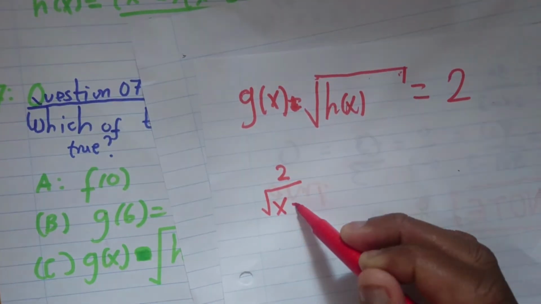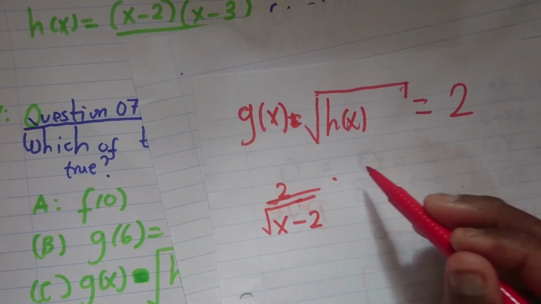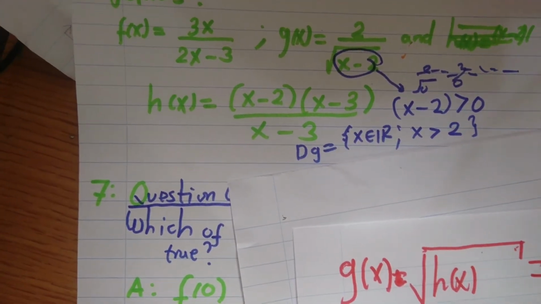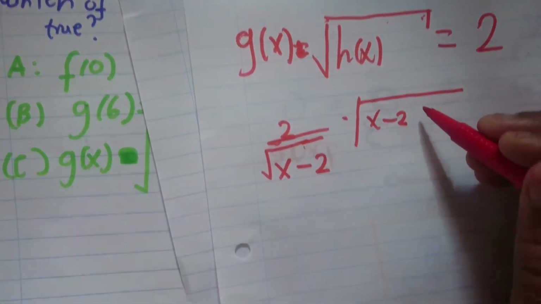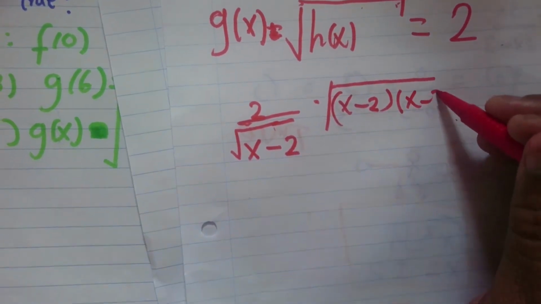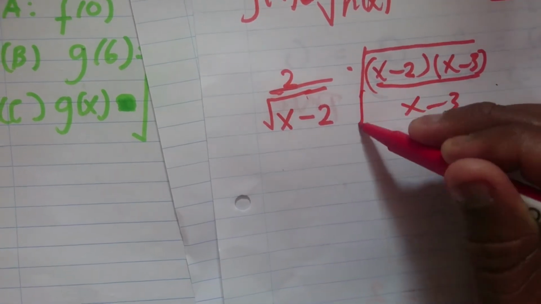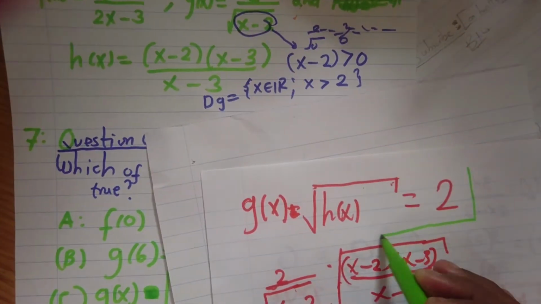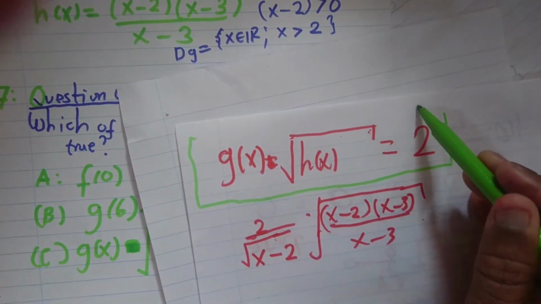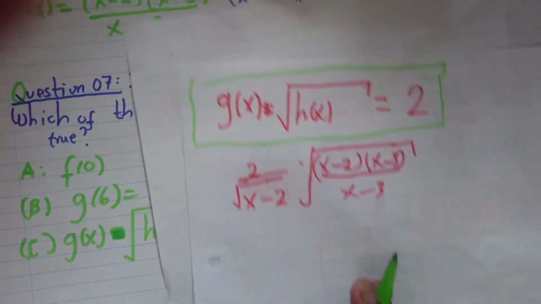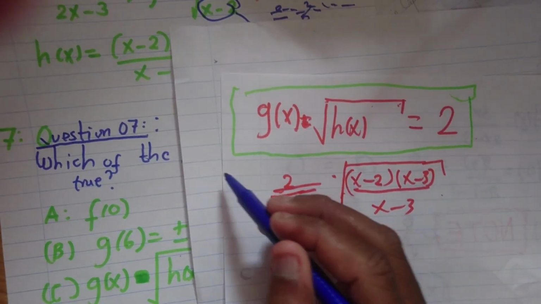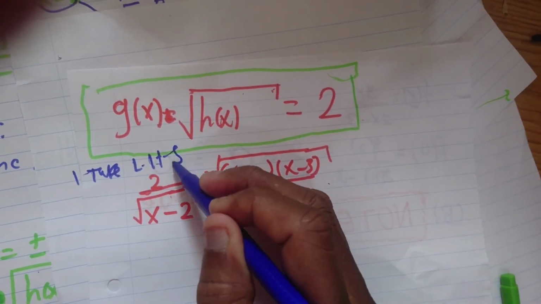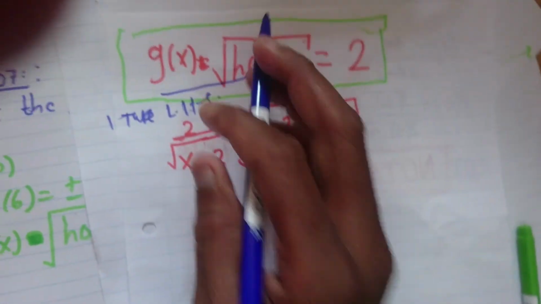But we're going to have to multiply by h of x. What is the h of x? h of x is that one right there, x minus 2, and the bracket, multiplied by x minus 3 over x minus 3. So they want us to prove if this is true. I think it's more appropriate if I say take the left hand side of this, and you have to simplify, and then finally it has to give us 2.